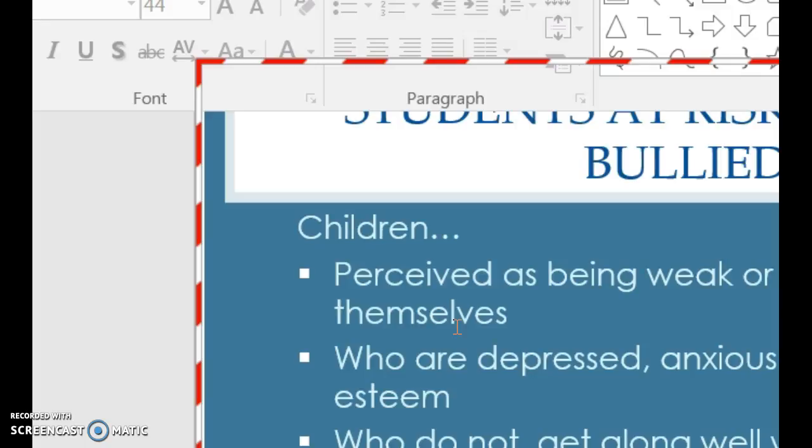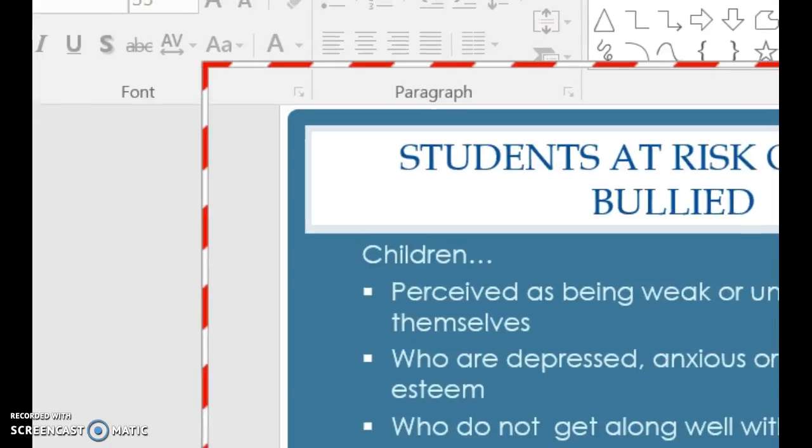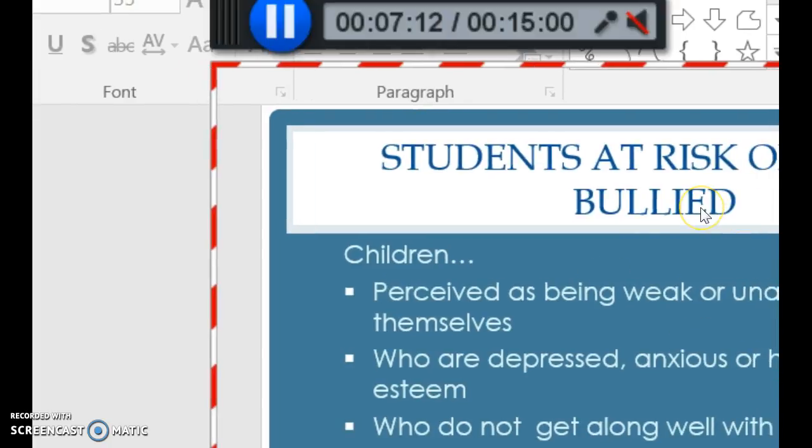So, let's see. These are students that we feel are at risk of being bullied. I'll put this down a little bit so maybe you guys can see. I'm having a hard time with this technology these days.